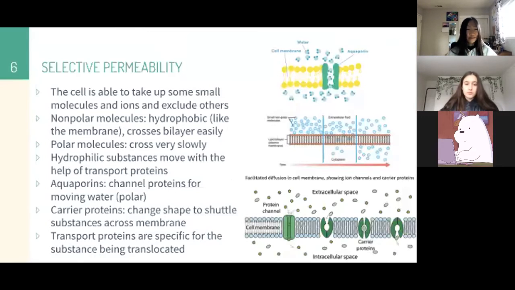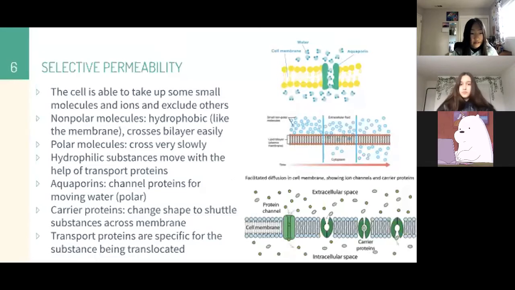Okay, so for selective permeability, the cell is able to take up some small molecules and ions and exclude others. So nonpolar molecules are hydrophobic, like the membrane, so they cross the bilayer easily, while polar molecules cross very slowly. And hydrophilic substances move with the help of transport proteins because they do not cross the bilayer very easily.